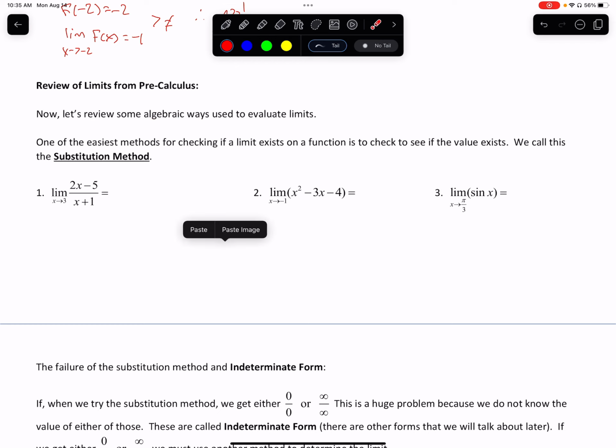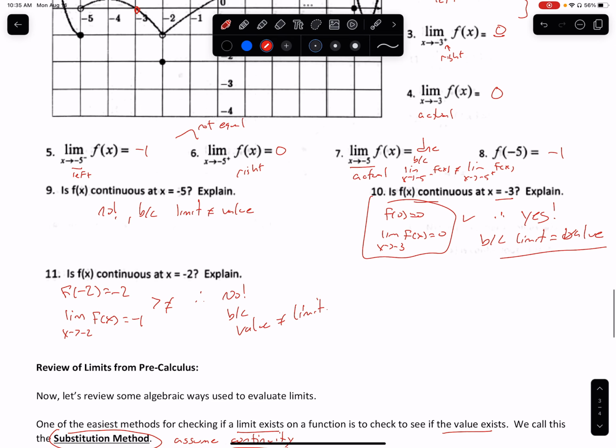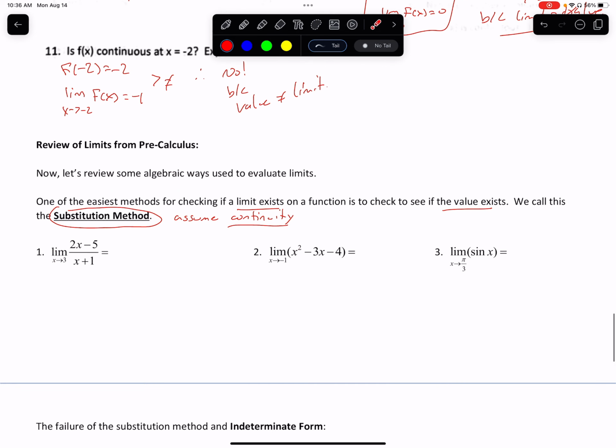One of the easiest methods to check if a limit exists is to see if the value exists. So we're basically right here using what's called the substitution method. And what we're going to assume is continuity. You might recall in the last video we talked about continuity, and we said something is continuous if the limit and the value are the same. And that's what we're going to try to show here.